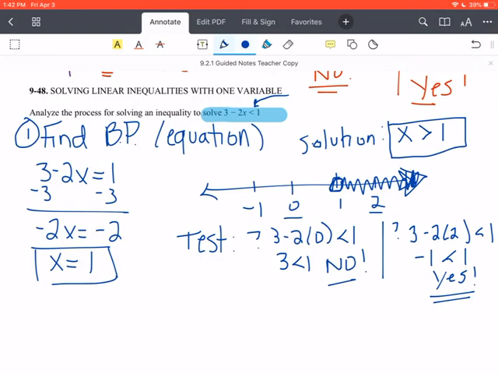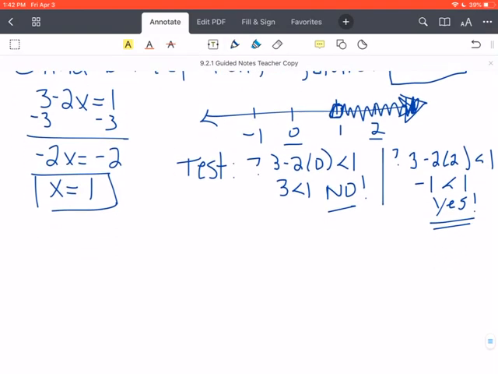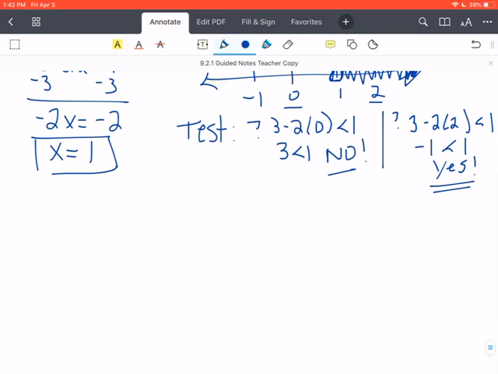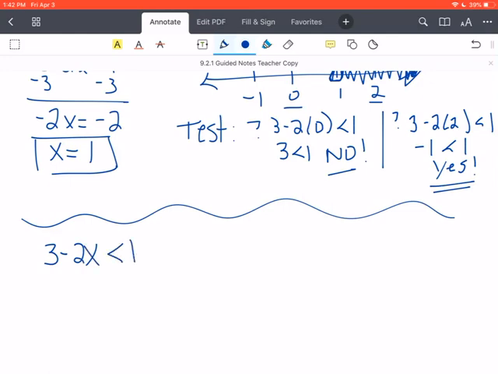Now, some of you are not going to want to always use test points, so I do want to expose you to how you eventually will want to do these. Let's go back to the original problem, 3 minus 2x is less than 1. You can treat this like an equation, but keep the inequality sign as is. The first thing we're going to do is subtract 3 from both sides, and we get negative 2x is less than negative 2.